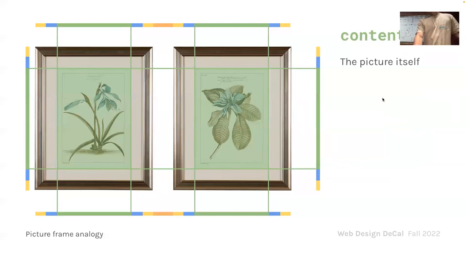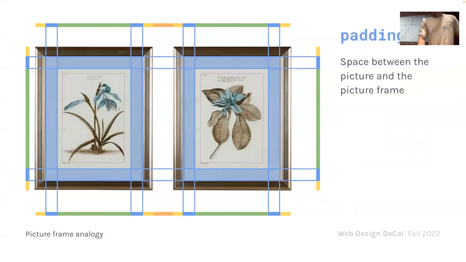And other than the content, there's the padding, which is the space between the picture and the picture frame itself. This is useful because you obviously don't want everything to be clung together, or else the visual design would be really bad. This is just used to put space between the picture and the frame.